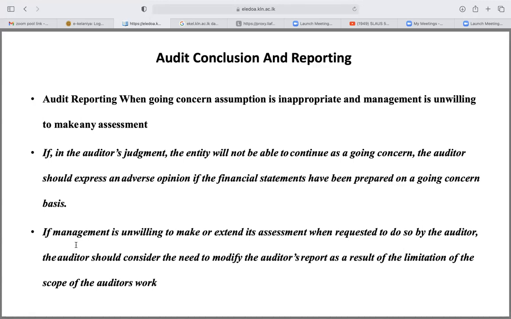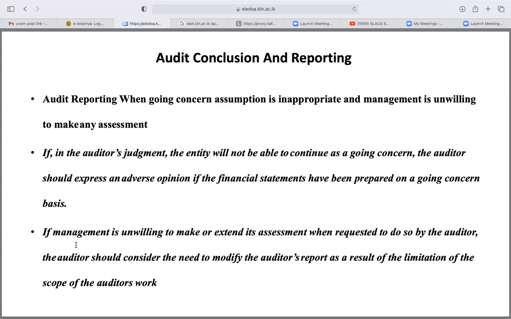Then what we need to do as an auditor? What we need to do? We need to modify our audit opinion because management limit our scope, right? Limit the auditor's scope. Because of that, we need to modify the audit opinion, right? So this is very much important when we coming to the audit conclusion and reporting, right?